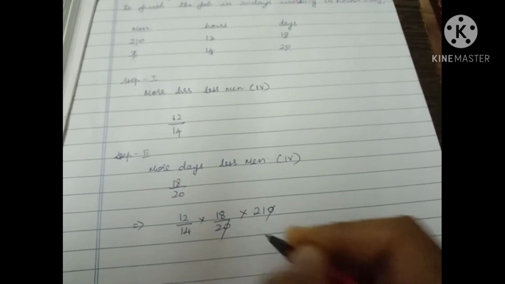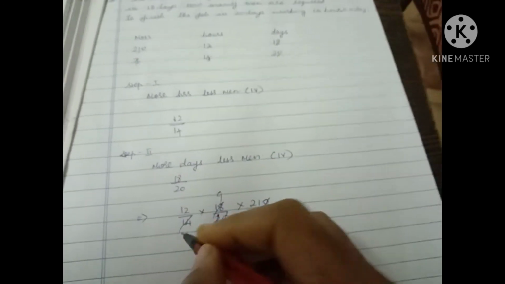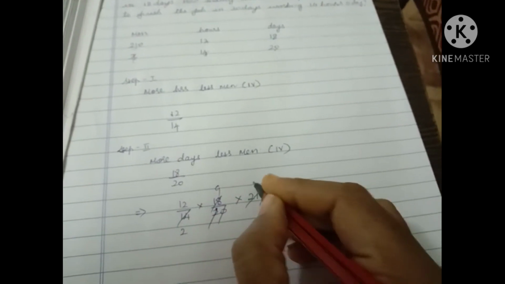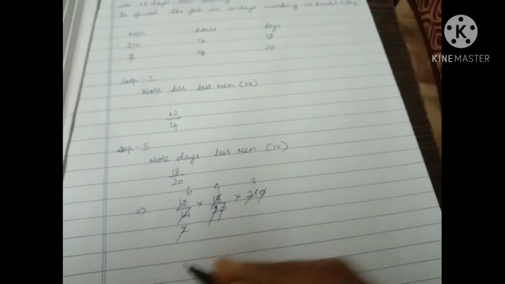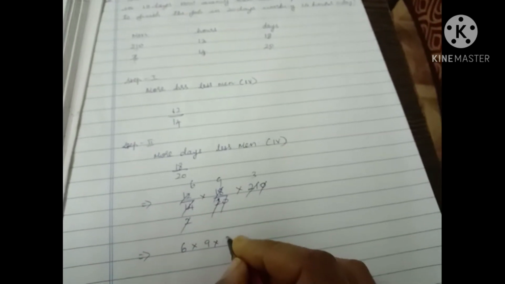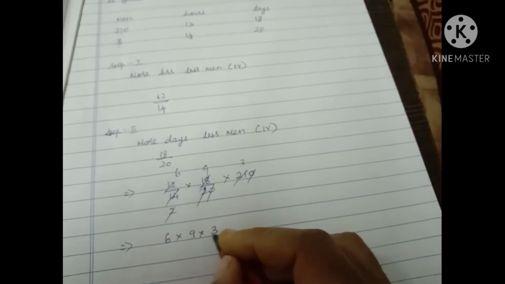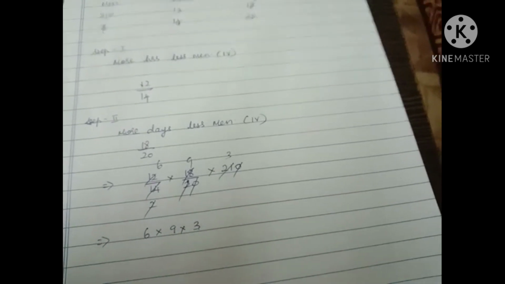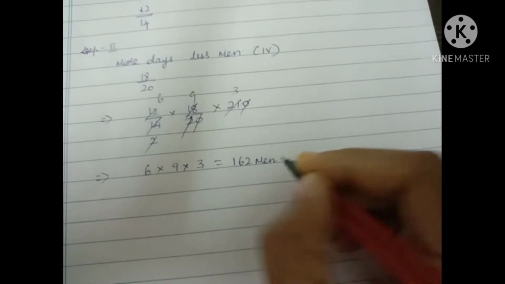So cancel the zeros, and in the 2 table, 2 ones are 2, 2 nines are 18, 7 table, 7 twos are 14, 7 threes are 21. Again in the 2 table, 2 ones are 2, 2 threes are 6. So here 6 into 9 into 3. 6 nines are 54. 54 into 3 is equal to 162. So 162 men. Your answer is 162.